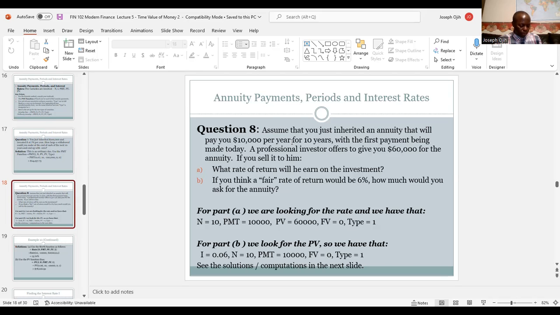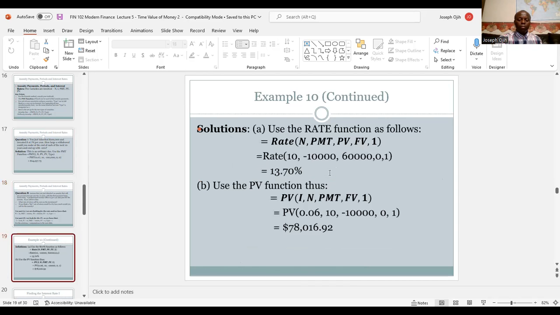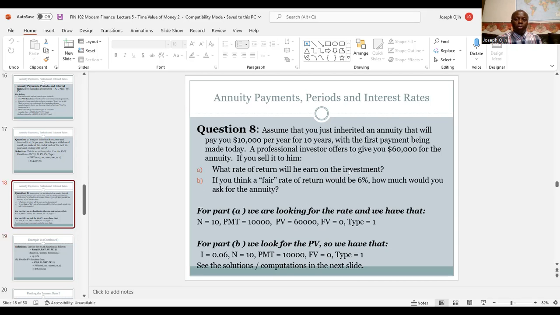Then for type, put 1, because for this annuity, the question says that the first payment is made today, so it is an annuity due. So type will be 1. The question A says, what is the rate of return he earns in this investment? Remember, he's paying you, so you're receiving 60,000 from him. So it will be positive.